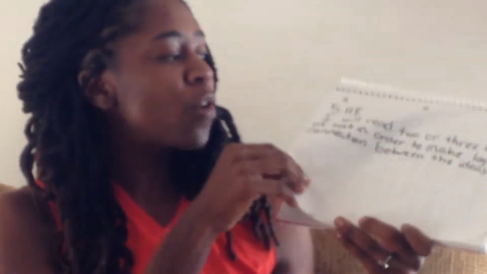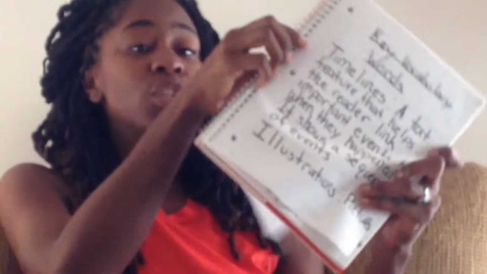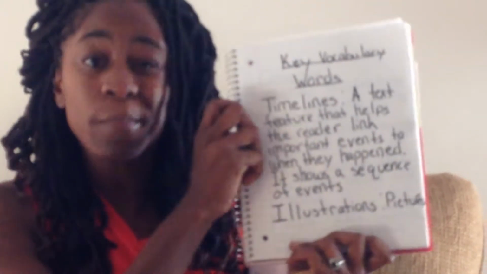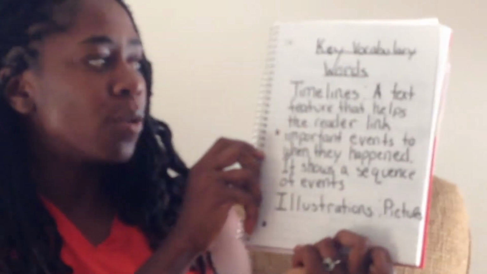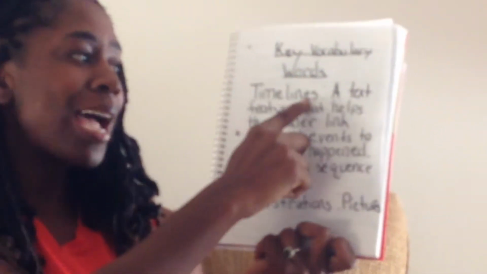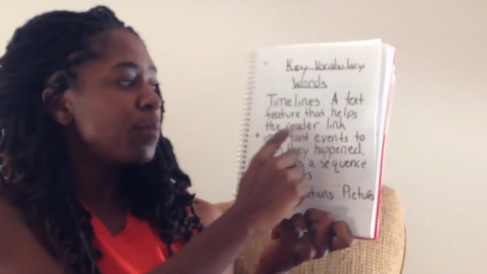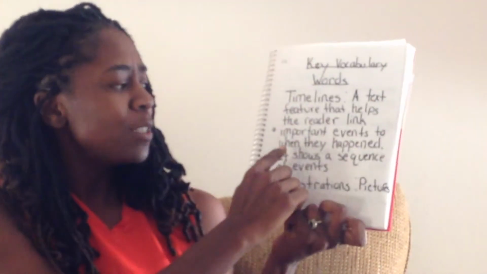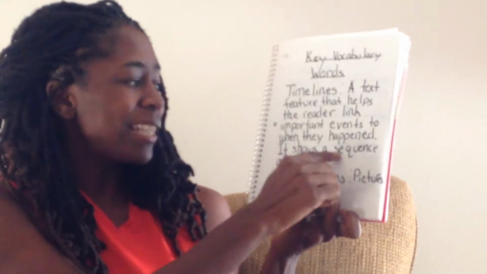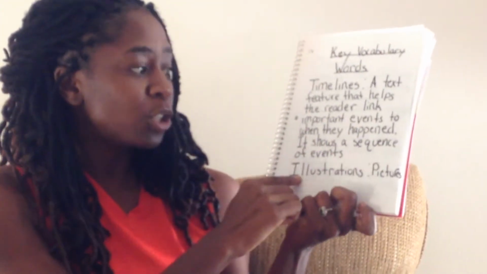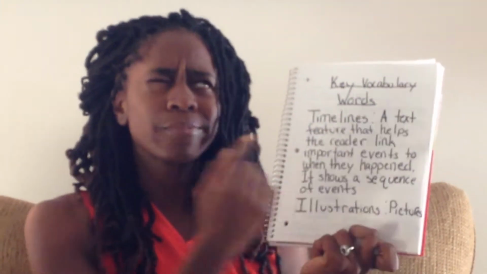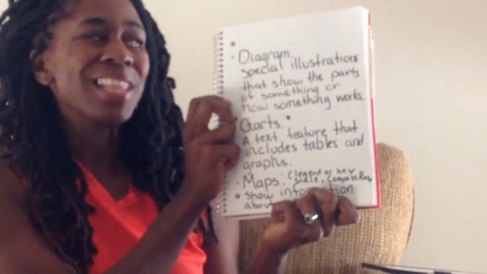So before I begin, let me go over a few vocabulary terms that you're going to need to know. Take out a pen and piece of paper or a pencil and piece of paper and write these down. The first word is timelines. That's a text feature that helps the reader link important events to when they happen. It shows a sequence of events. Illustrations. Illustrations are pictures. Not to mix them up with photographs. They are pictures, more like drawings.